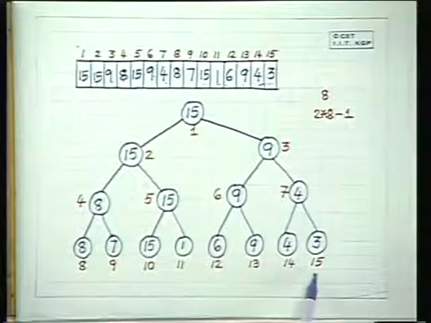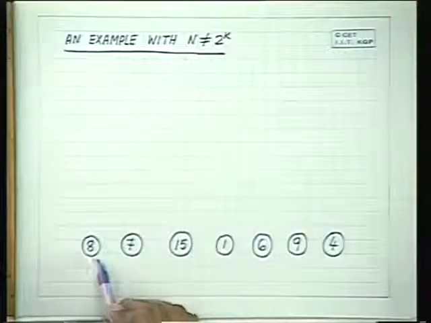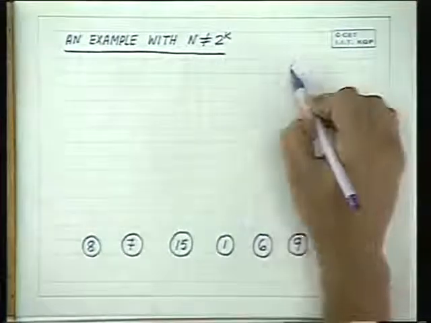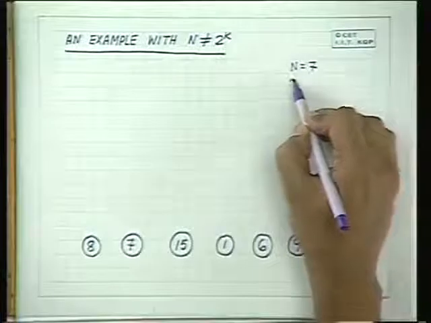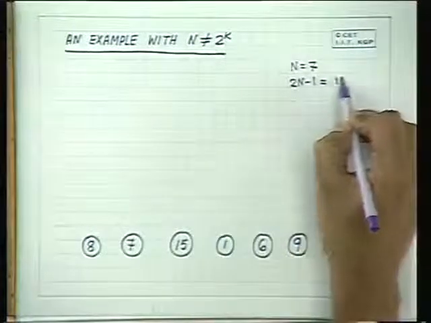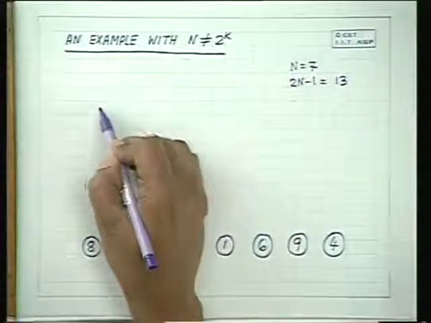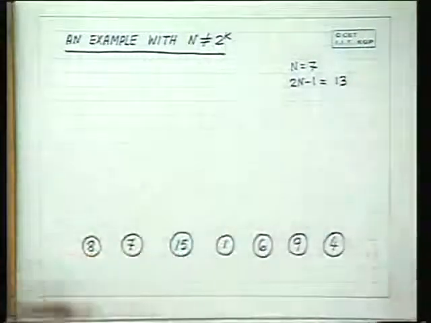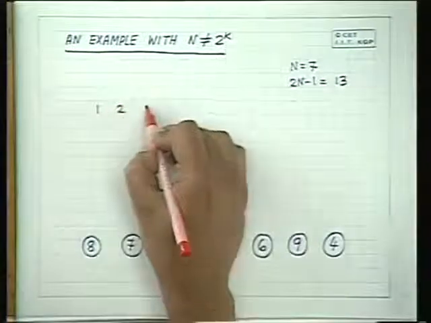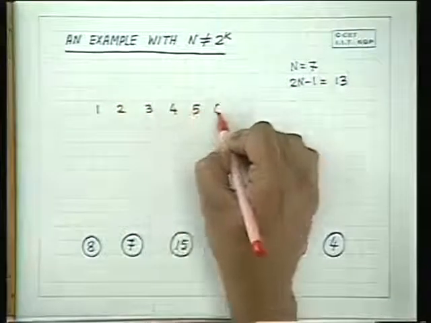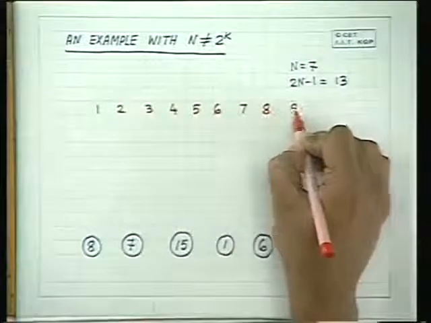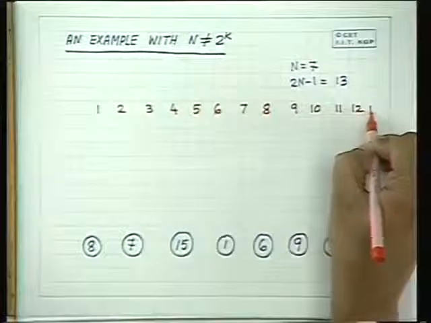Is that okay? So now this is an example with 8 elements, which is a power of 2. Let us do another example which is not a power of 2. So we have got 1, 2, 3, 4, 5, 6, 7 elements. So n is equal to 7. So 2n minus 1 is equal to 13. So in our array we have got 13 locations: 1, 2, 3, 4, 5, 6, 7, 8, 9, 10, 11, 12 and 13.